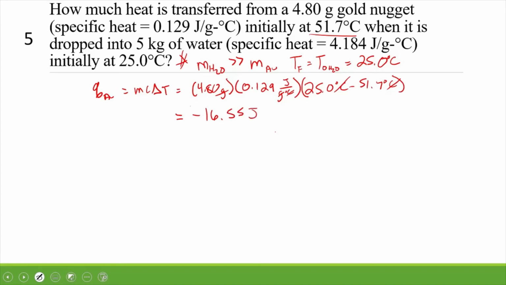joules. But we want to go ahead and take the absolute value of it, because when we're saying it's this much heat transferred, saying transferred kind of makes up for that negative sign. So then that gives us 16.55 joules. So this was a setup, tricky setup one.